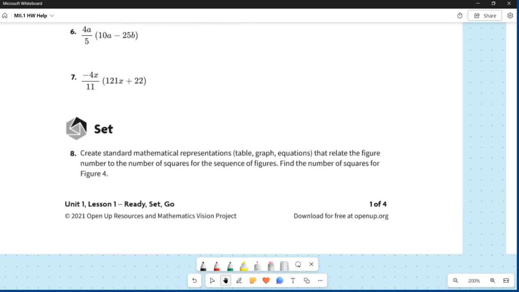Our next set of questions are in the set section. And the directions for number 8 say create standard mathematical representations, so a table, graph, or equations, that relate the figure number to the number of squares for the sequence of figures. Find the number of squares for figure 4.